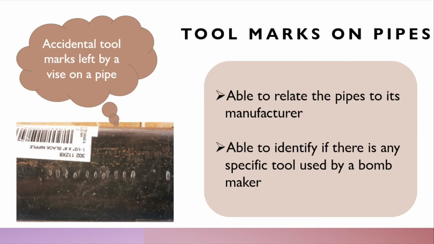Last but not least is the tool marks on pipe. Pipe surfaces may bear characteristic tool marks arising from the manufacturing process and also from post-manufacturing manipulation or alteration. So this marking actually provides significant physical evidence relating pipes to the manufacturers or to the specific tool used by a bomb maker. As you can see from the picture, there is an accidental tool mark left by a vise on a pipe, so it can be a special characteristic for identification for that particular evidence.